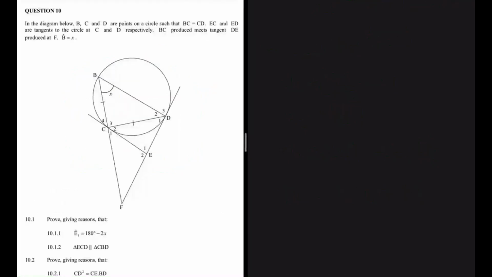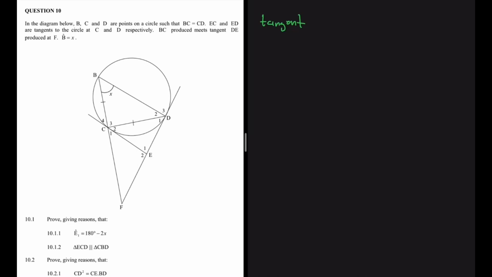When we did questions 8 and 9, we realized that you can answer all the questions using only the keywords in the statement. So we're going to try and apply the same idea to this question. It says that in the diagram below, B, C, D are points on a circle such that BC is equal to CD, EC and ED are tangents. Tangent is a keyword because we have a theorem that talks about tangents, the tan-chord theorem. So I'm going to write that down. It goes on to say that BC produced meets tangent DE produced at F, angle B is equal to x.